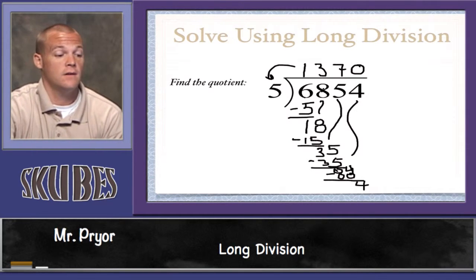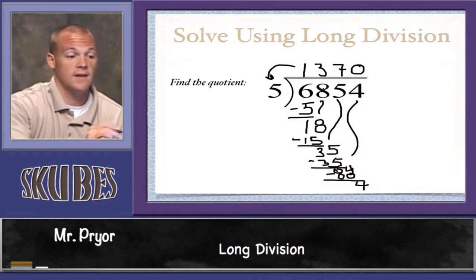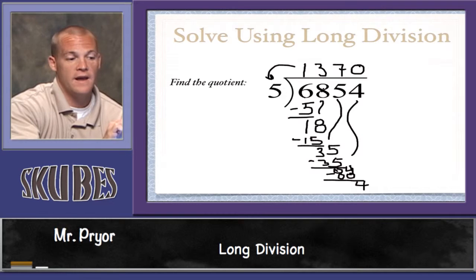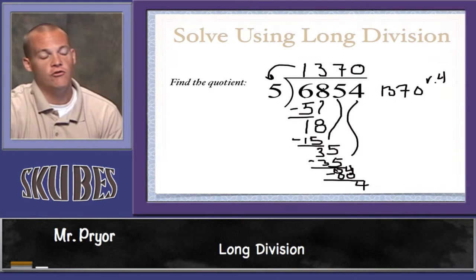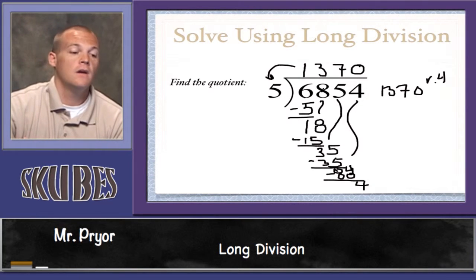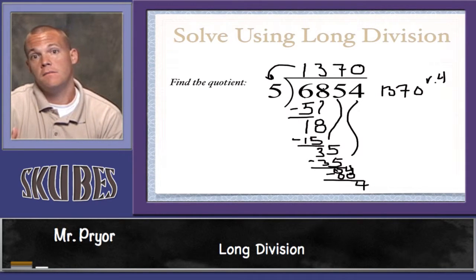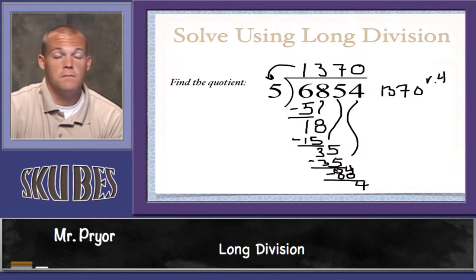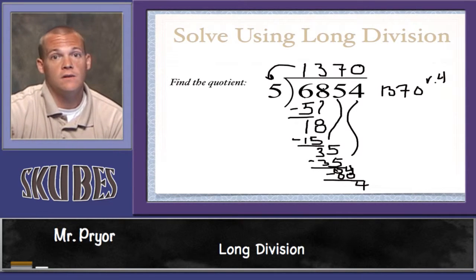Now again, determined by your teacher, you can stop there a lot of times and just say that 1,370 remainder 4 is your solution. Now as you progress, your teacher may want you to rewrite that as a mixed number, or they may want you to continue it out as a decimal. But for right now, we're going to go ahead and leave it as a remainder.